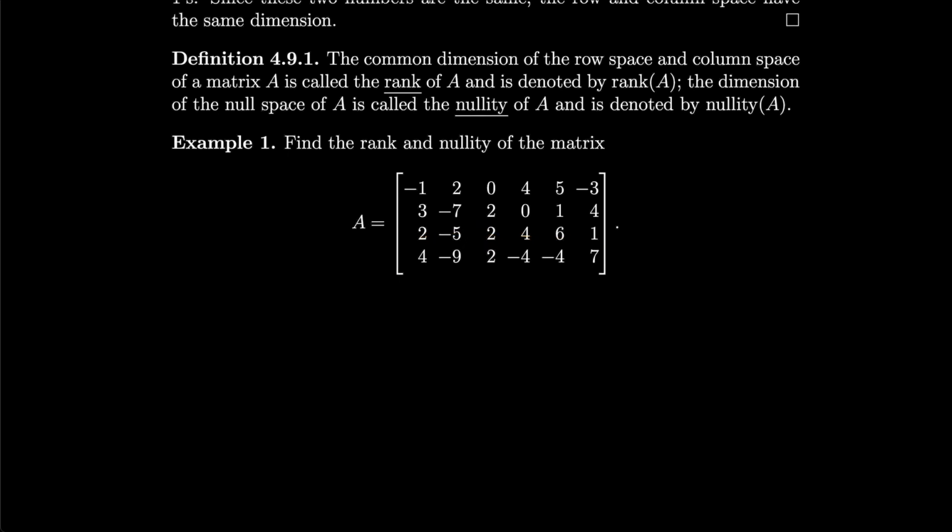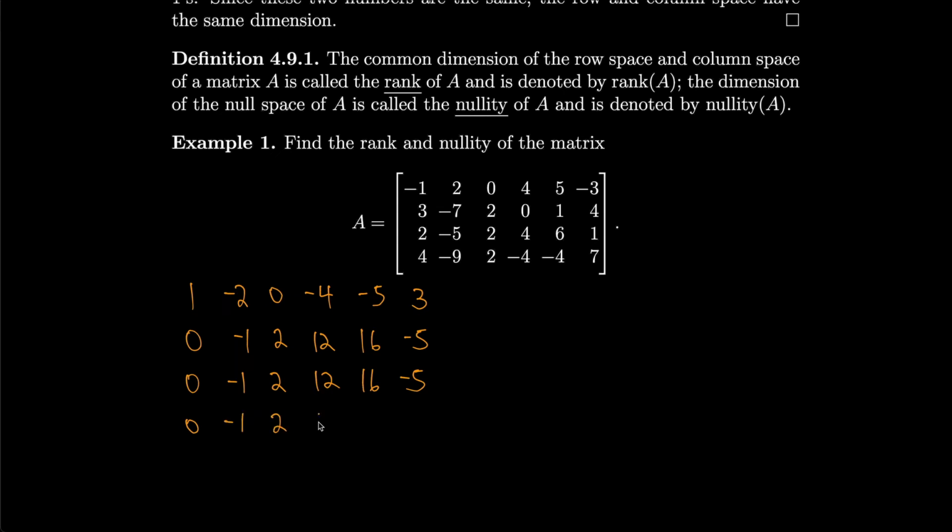So we'll start by writing 1, -2, 0, -4, -5, 3, and then we'll get zeros underneath by doing 0, -2, 2, 12, 16, -5, and then the third row also becomes 0, -1, 2, 12, 16, -5, and so does the fourth one. So that's pretty convenient. That means that we can just take multiples of the second row and add it to the third and fourth rows in order to cancel them out and get zeros. So the last 2 rows will be 0.